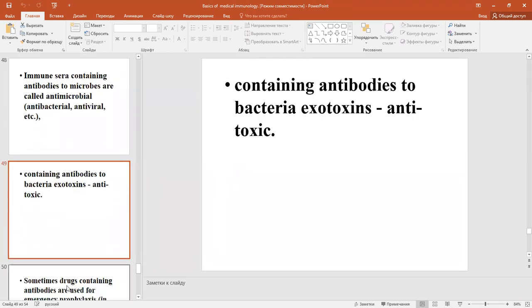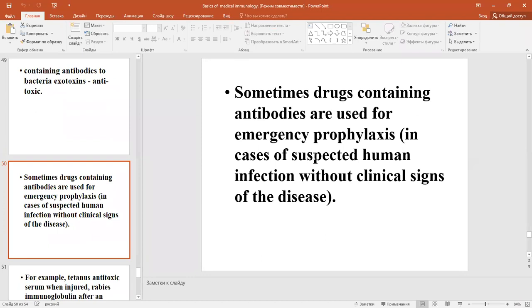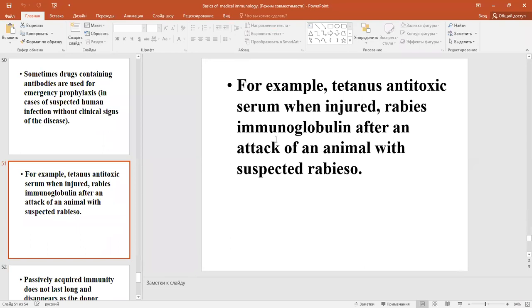Immune sera containing antibodies to microbes are called antimicrobial, antibacterial, or antiviral, and those containing antibodies to bacterial exotoxins are named antitoxic serum. Sometimes drugs containing antibodies are used for emergency prophylaxis in case of suspected infection without clinical signs of the disease, for people who were in contact with a patient and are surely infected. For example, tetanus antitoxic serum when the patient has a wound, and rabies immunoglobulin after an attack by an animal with suspected rabies.